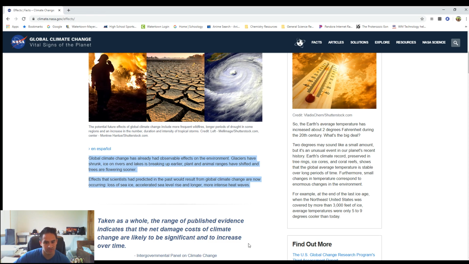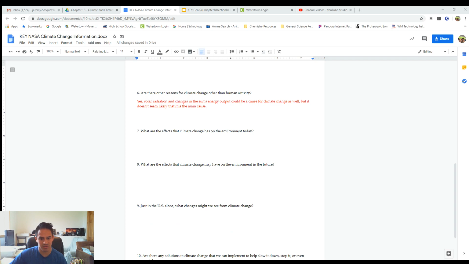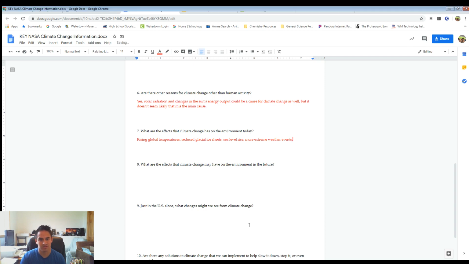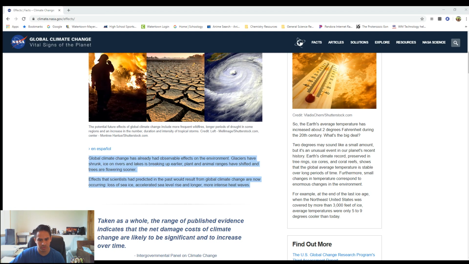This little chunk right here pretty much answers our question, right? So let's go back to our worksheet again and take a look at what our question said. And our question was, what are the effects that climate change has on the environment today? So we can say rising global temperatures, reduced glacial ice sheets, sea level rise, more extreme weather events, etc. Right, stuff like that I think was what was mentioned, and we'll go read more here too, but I'm pretty sure that's kind of what was mentioned in here.